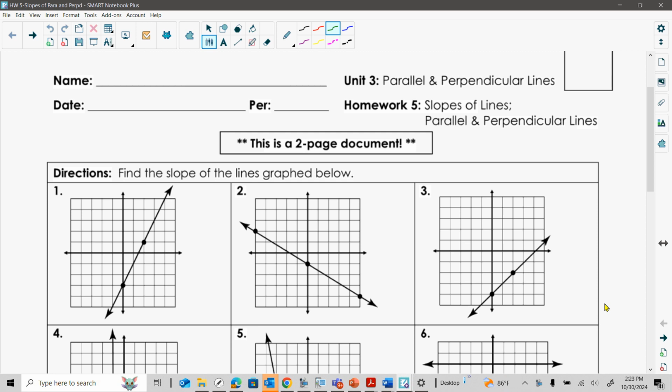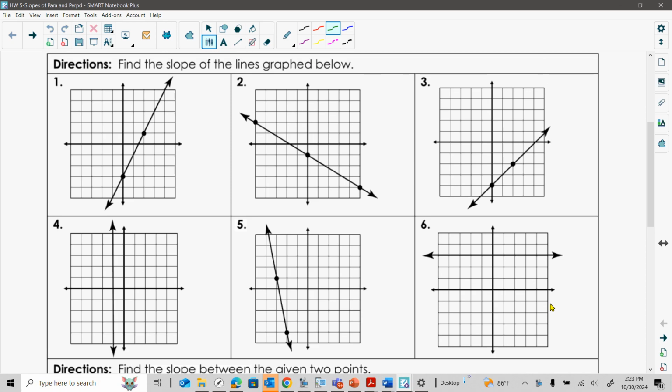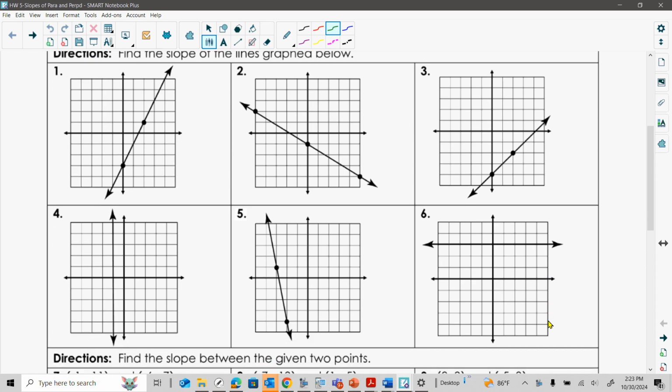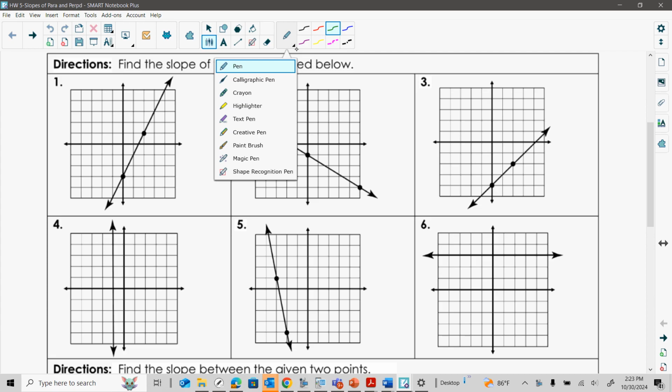All right, guys, I'm gonna go over this homework again that we had started on, and some of you still need to finish. So I'm just gonna talk about what you need to do on each section. The main thing is understanding slopes, especially in relationship to parallel and perpendicular lines.